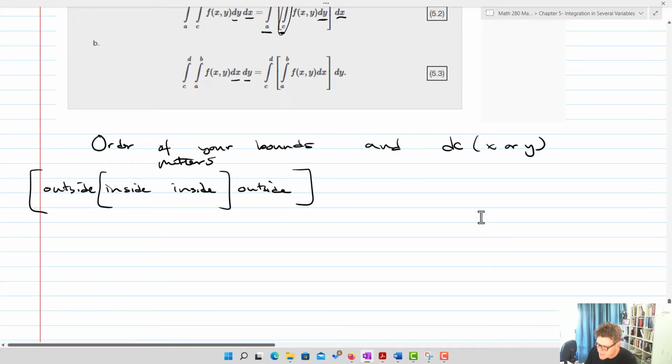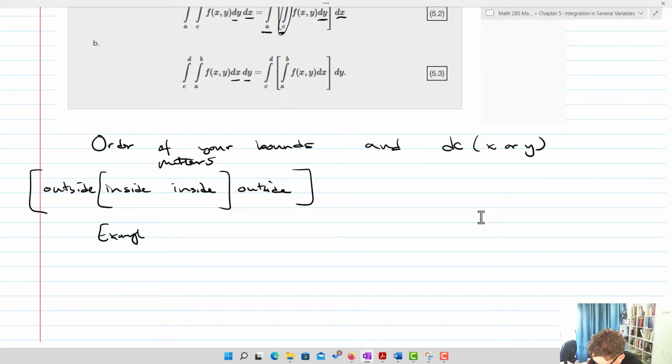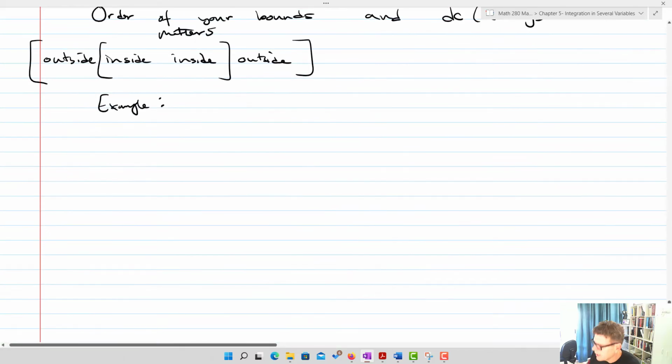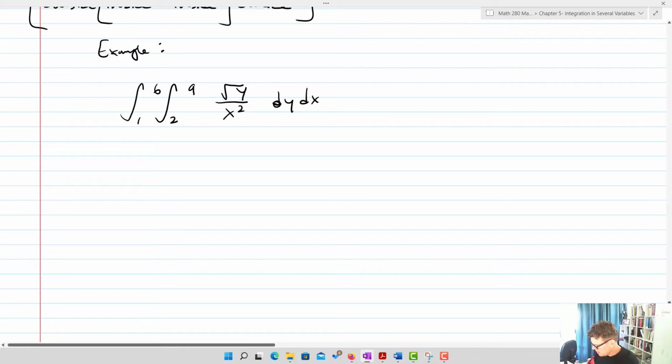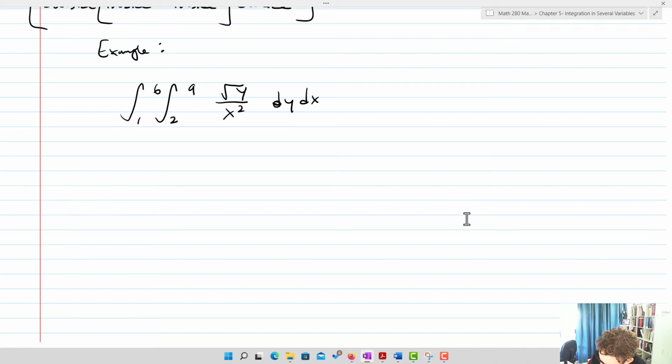Let's take, for example, something quick and dirty. We'll do the integral from 1 to 6 and then 2 to 9 of the square root of y, x squared, dy dx. When I'm looking at something like this, I notice that the y's are on the inside, and since the y's are on the inside, I'm going to integrate with respect to y first.